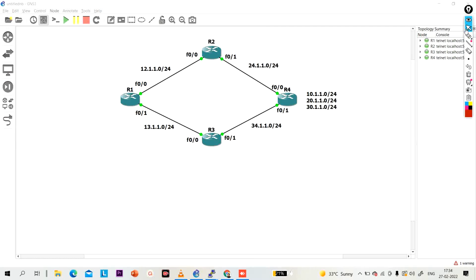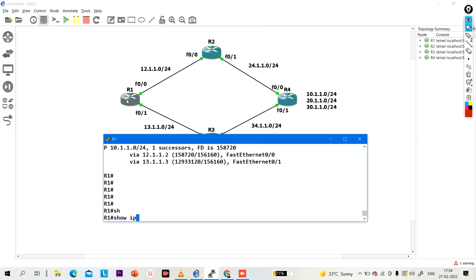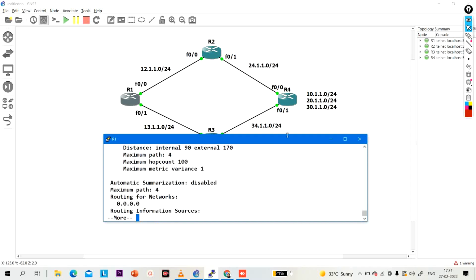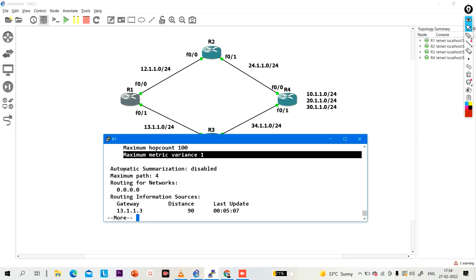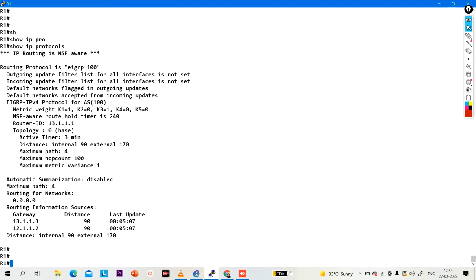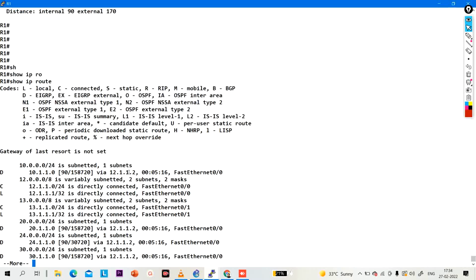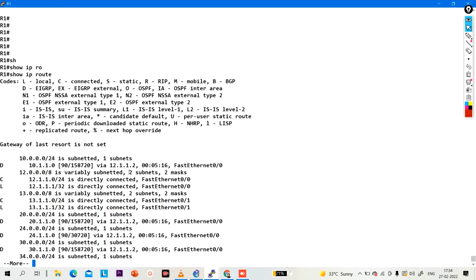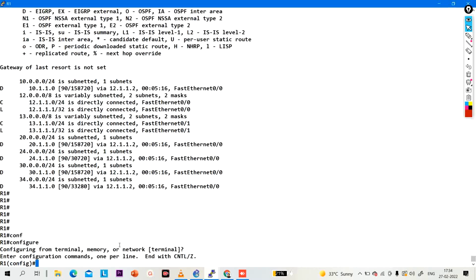So by default the variance value is 1. Let me show you. By default the variance value is 1. So with show ip protocol, you can see maximum metric variance is 1. Now if I put variance value 2, will this router perform load balancing? So show ip route. Right now this router is not performing load balancing. Fine. There is only one path for the 10 network, only one path for the 20 network, and only one path for the 30 network. Let me configure variance value 2.